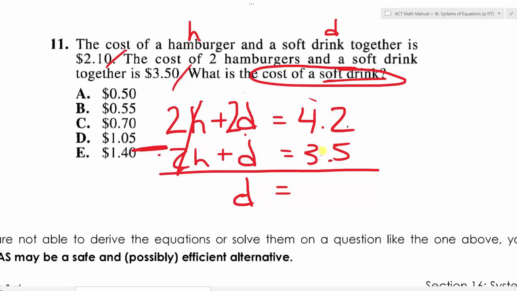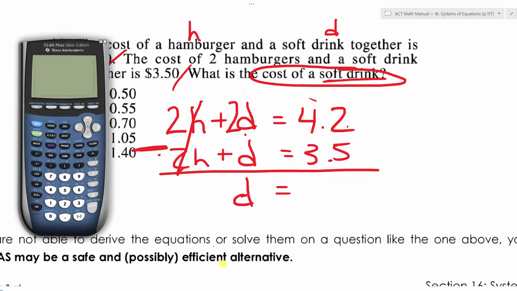And then 4.2 minus 3.5 is, I'm going to use the calculator for that. I don't even want to waste time trying to figure out what it is in my head, and I don't want to make a careless mistake. So 4.2 minus 3.5 equals 0.7. So the cost of a soft drink is 70 cents.